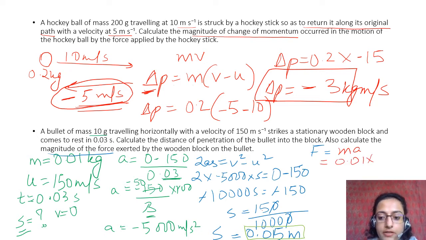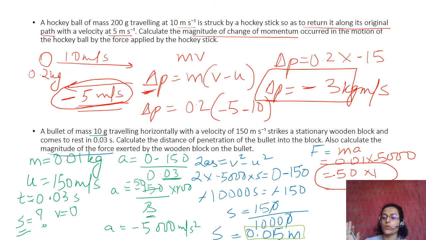Mass is 0.01, into acceleration 5000, is equal to 50, minus 50 Newton. Right? This is the force that was applied by the wooden block on the bullet. Why is it minus 50? Because it is an opposing force, right? It is not pushing the bullet, it is stopping it. So these are the two answers. Distance is 0.015 meter and force is minus 50 Newton.